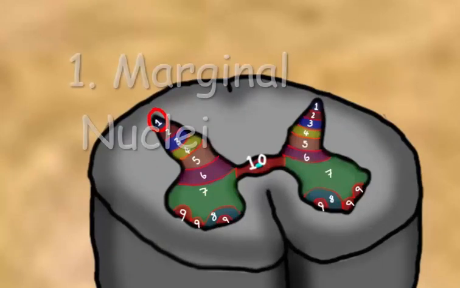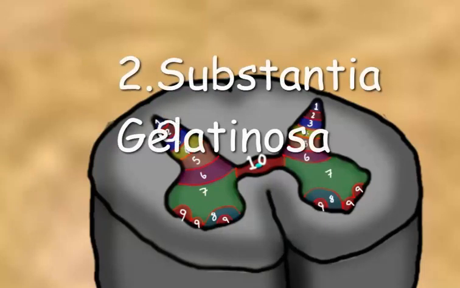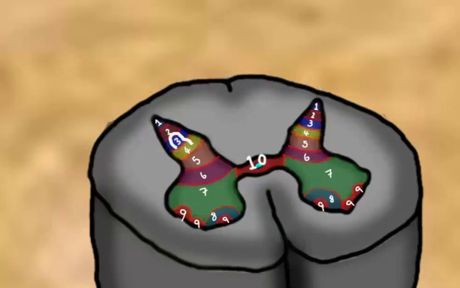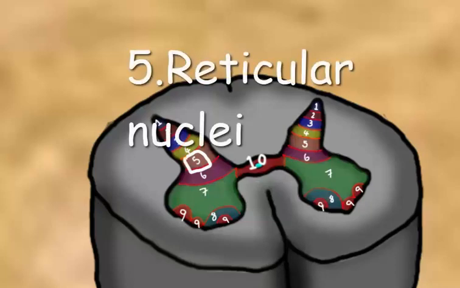First nuclei is called the marginal nucleus. Second one is called the substantia gelatinosa. Third and fourth ones are called the nucleus proprius, while the fifth one is called the reticular nucleus.